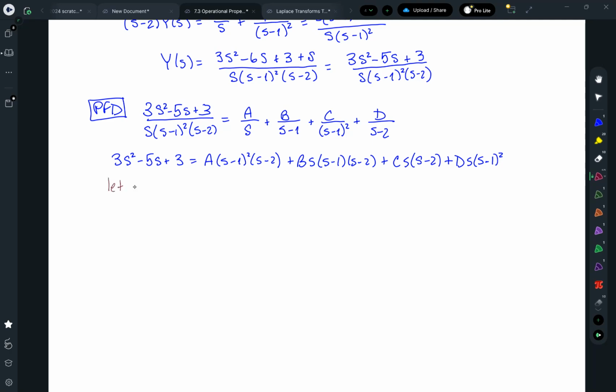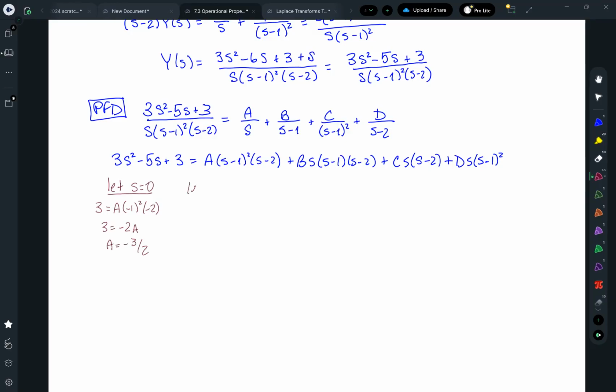So I'll let s equal 0 first. On the left-hand side, 3 times 0 minus 5 times 0 gives me 0, so I just have a 3. And that's equal to, looks like the terms with b, c, and d would all go to 0, so I'm only focusing on the a. Plugging in s equals 0, I have a negative 1 squared times a negative 2. And so this means 3 is negative 2a, or a is negative 3 halves.